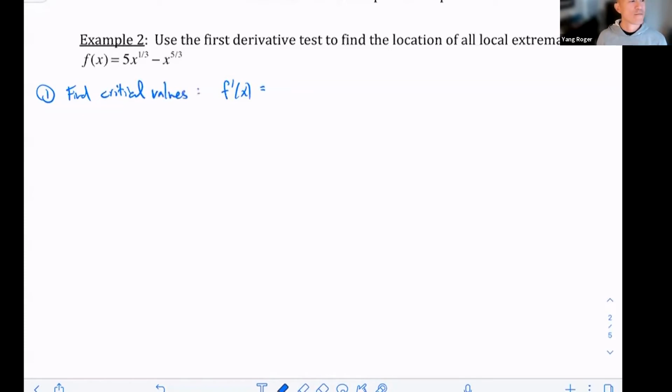All right. So remember, we have to bring down the power. So 5 times 1/3 is 5/3. We have to subtract 1 from the exponent. 1/3 minus 1 is -2/3. That's going to be the first term. And for the second term, we bring down the power. That's another 5/3. And then I subtract 1 from the exponent. It's going to give me x to the 2/3. Are there any questions about that derivative?